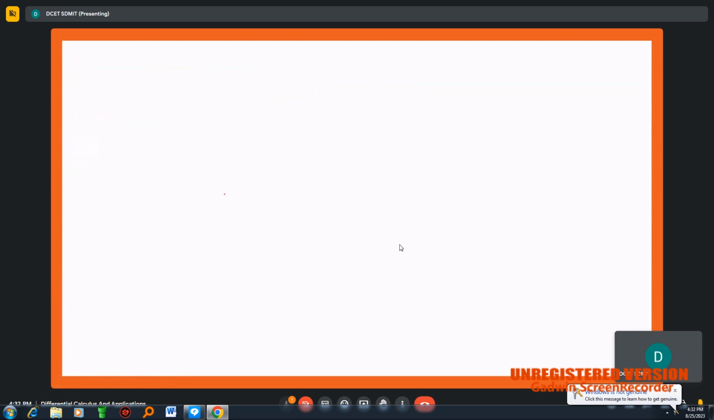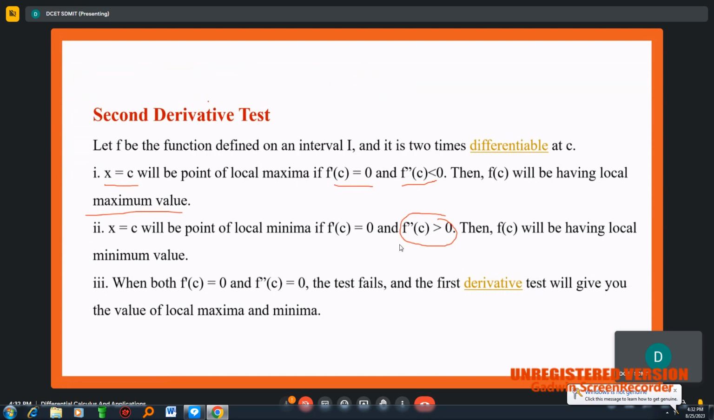Here you have to remember this point when you are solving. First we have to find the c value by using the first derivative and equating f dash of c equal to 0. Then we find the local point. After finding the local point, we have to check the condition: f double dash at the point c. If f double dash of c is greater than 0, that is positive, then that point is a local minimum. If f double dash of c is less than 0, the value is negative, then that is the local maximum value.